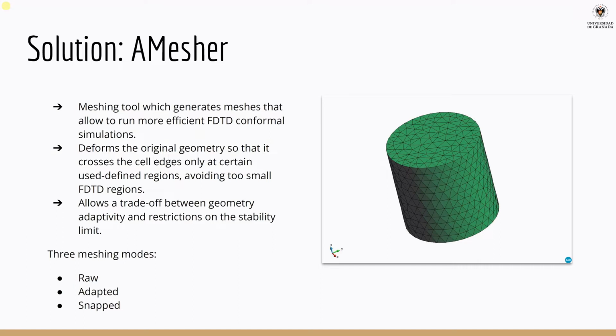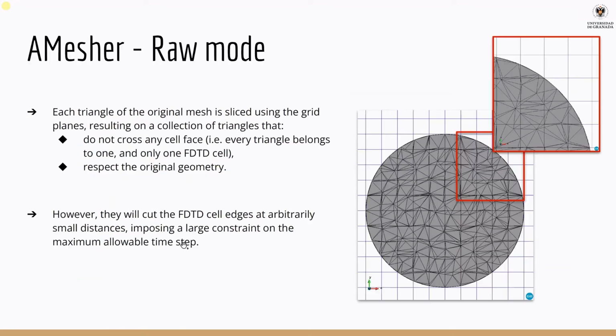We will show the key points of the mesher using this cylinder as an example. The mesher has three modes. The first mode is the raw mode. In this mode, the triangles of the original mesh are sliced using the grid planes, resulting in a collection of triangles that fulfill two conditions. First, that every triangle belongs to one and only one FDTD cell. This means that no triangle crosses any subfaces, and also that it respects very faithfully the original geometry.